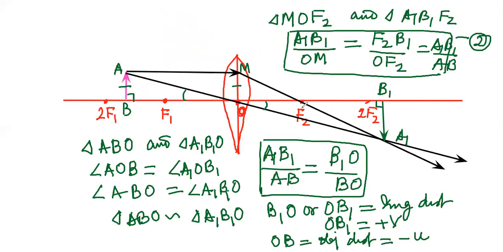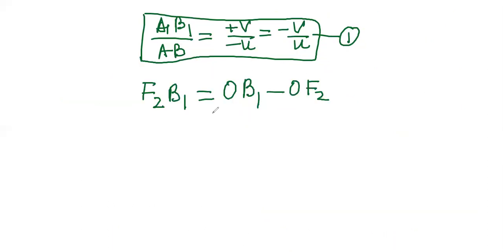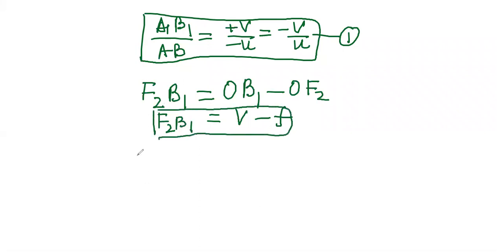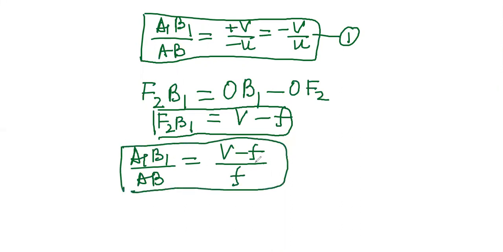OF2 is nothing but the focal length. What is OB1? OB1 is equal to V, we have already considered. And OF2 is equal to F. So we can write F2B1 is equal to V minus F, and A1B1 by AB is equal to V minus F, that is F2B1, divided by OF2, that is F. So this is my next equation, the third equation.